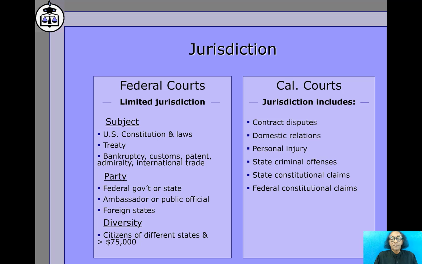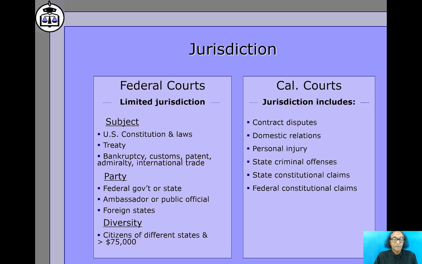And so here's just a chart to give you a quick contrast between federal courts and California courts. In terms of jurisdiction, federal courts are of limited jurisdiction. They're limited to matters involving the U.S. Constitution and U.S. laws passed by Congress, U.S. treaties, bankruptcies, patent, admiralty, international. These are the kinds of subject matter that they can decide. Nothing else. They cannot get involved in, let's say, personal injury cases and so forth, unless it involves some technical issues of federal law.